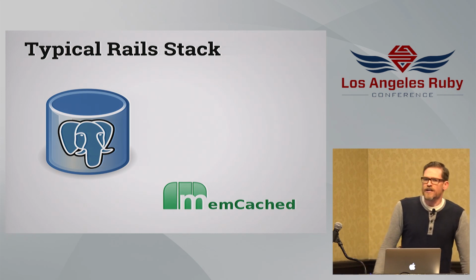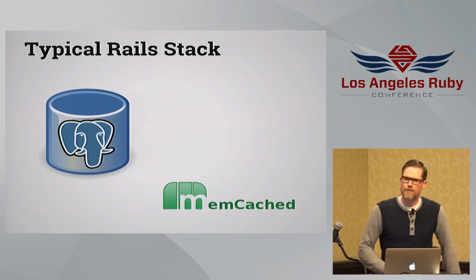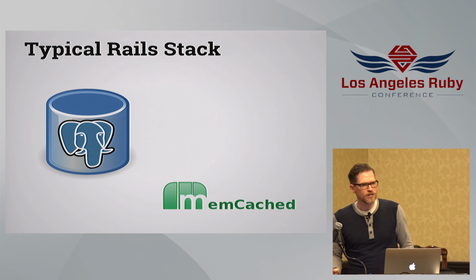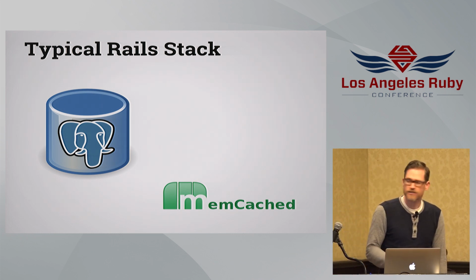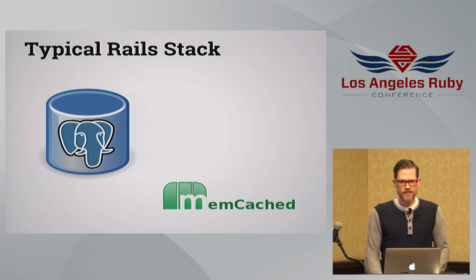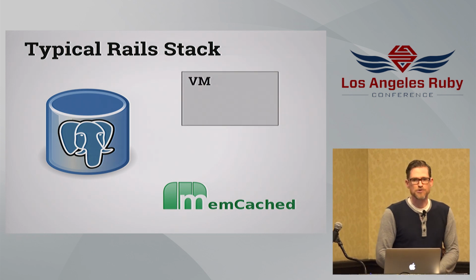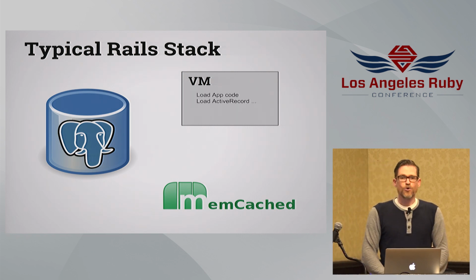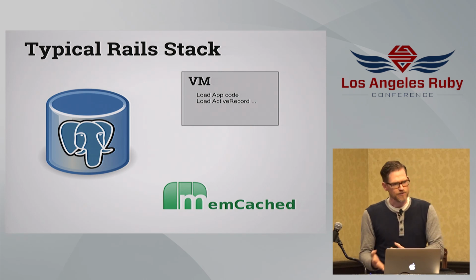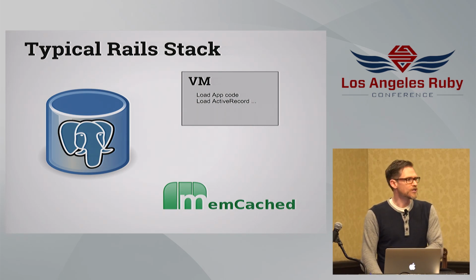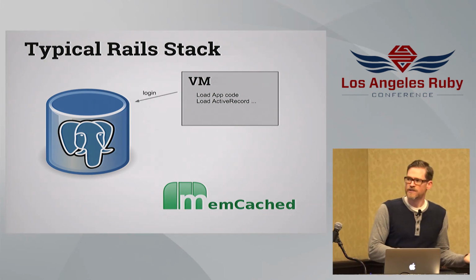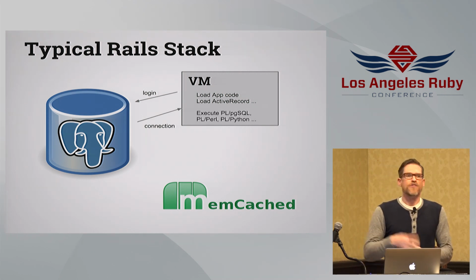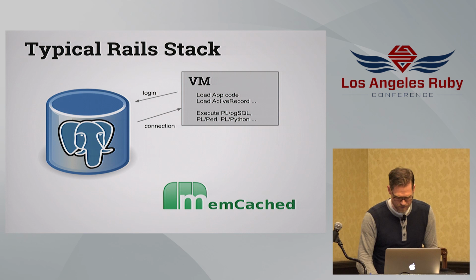So let's talk through a typical Rails app. Generally on the server, or possibly on other servers, you're going to have a data store, and then often also a memory cache, often memcached, running. Then you're going to spin up your VM. This could be MRI, it could be JRuby, but you're going to spin up your VM, which is going to load your code, as well as Active Record and other libraries. After it's loaded that, it's going to log in to the persistence layer, get a connection back, at which point you can start operating and using this data.